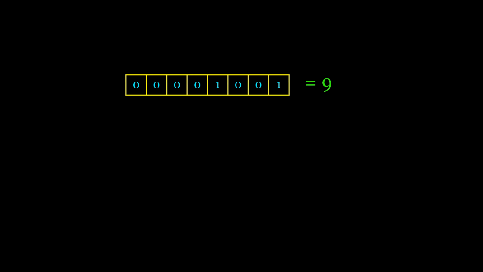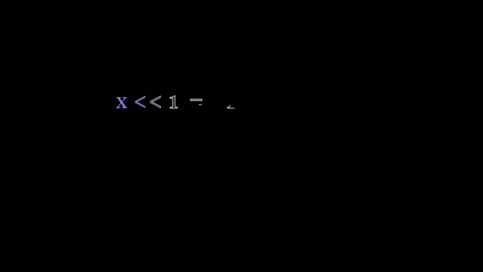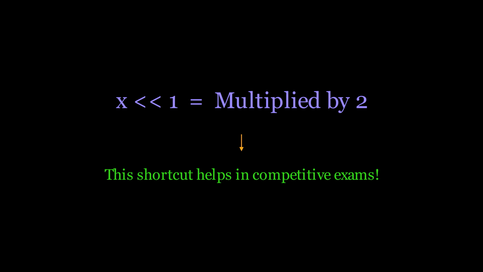Observe the result of our operation. The binary value for 9 has been transformed into 18, effectively doubling the original number. This illustrates a fundamental rule. A left shift by 1 is mathematically equivalent to multiplying by 2 to the power of 1. Mastering this shortcut will allow you to solve complex bitwise problems in competitive exams with much greater speed.